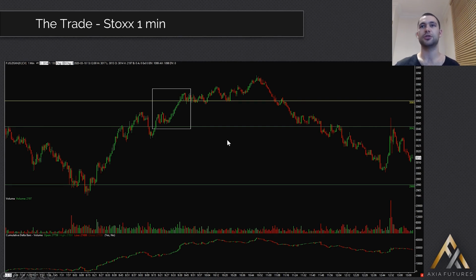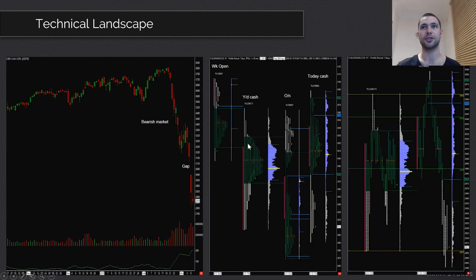Okay, so let's just talk about this. Let's take a step back and talk about this from the bigger picture, and then let's see how we actually construct this trade and the trade entry. So here we've got a couple of charts. On the left is the daily candles.